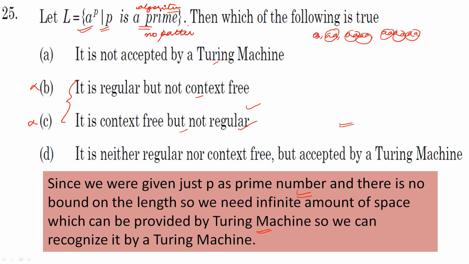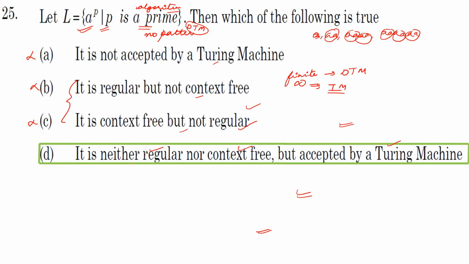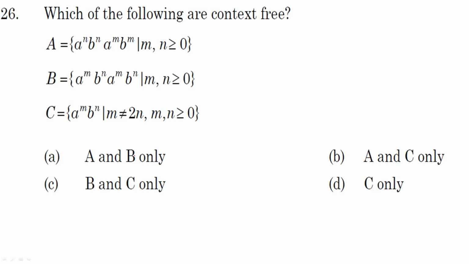If the space is finite, then we have a deterministic Turing machine to recognize it. For finite space, we would use a deterministic Turing machine. For infinite space, we would use a Turing machine. So is it not accepted by a Turing machine? No, it is accepted by a Turing machine. So it is neither regular nor context free, but can be accepted by a Turing machine. So our answer would be D, that is, a to the power p where p is a prime number is accepted by a Turing machine. Let's move to the next question. Which of the following are context-free languages? We are given 3 languages and we have to decide which of them are context free.